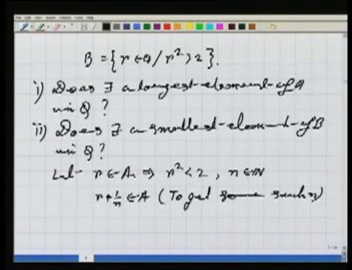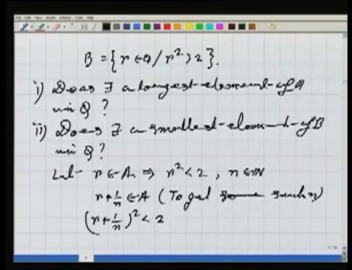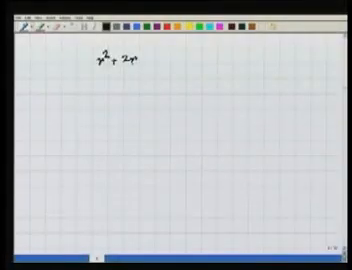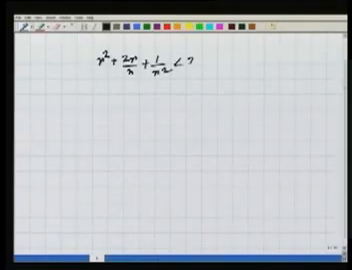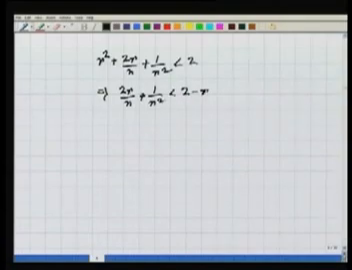Let us see whether we can do it. Well, if r plus 1/n has to be in A, that means it has to satisfy the defining property of the set A. That means (r + 1/n)² must be strictly less than 2. Well, this implies r² + 2r/n + 1/n² must be strictly less than 2. Well, this implies 2r/n + 1/n² is strictly less than 2 − r².